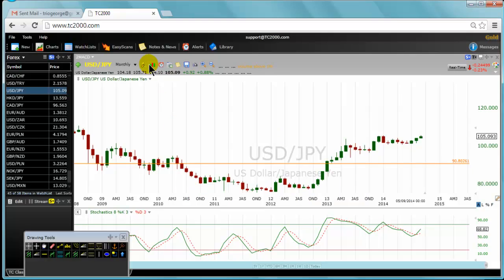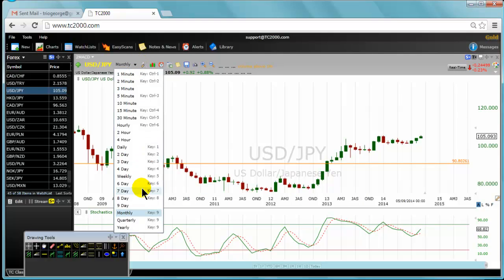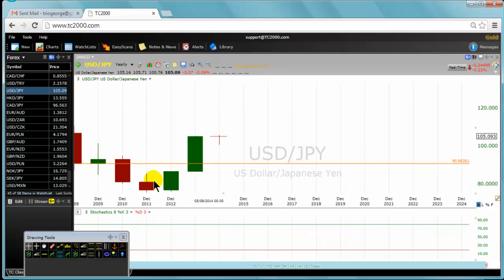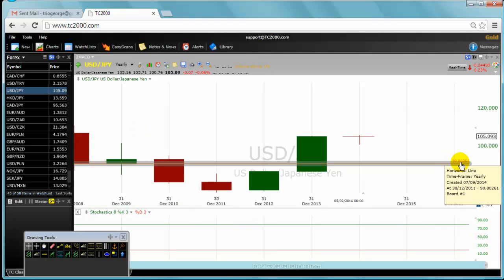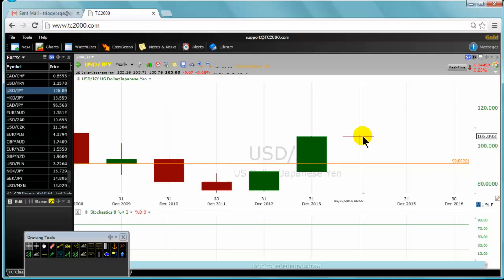I want to go to the yearly chart for the dollar yen, and the level I want you to remember is this level here, 90.80. This is where the dollar yen should have pulled back to, in this zone of 90.00. Check the video that I call my take on the Forex market, a very important video, okay?